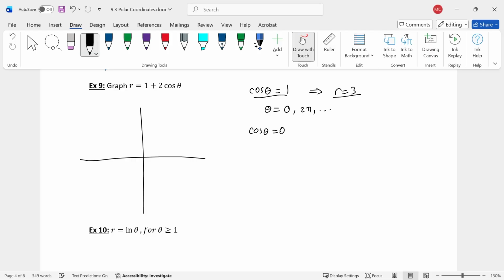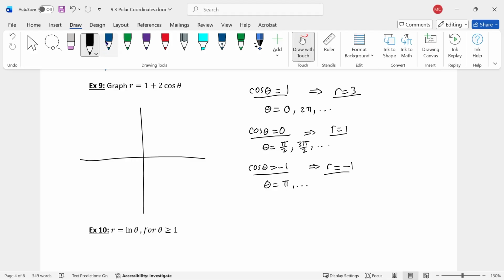Okay, what about when is cosine of theta 0? Well, when cosine of theta is 0, if we look at this equation, 1 plus 2 times cosine of theta, that would be just 1, r equals 1. And which angles does that happen at? That's pi over 2, 3 pi over 2, and so forth. And finally, cosine of theta equals negative 1. What will that make r be? So 1 plus 2 times negative 1, that's negative 1. And that's going to be when theta is pi. The next time would be 3 pi, but that's too big. We're not worried about that.